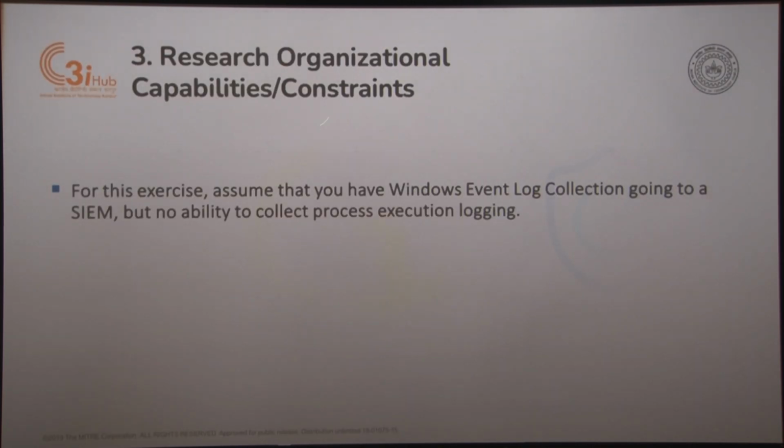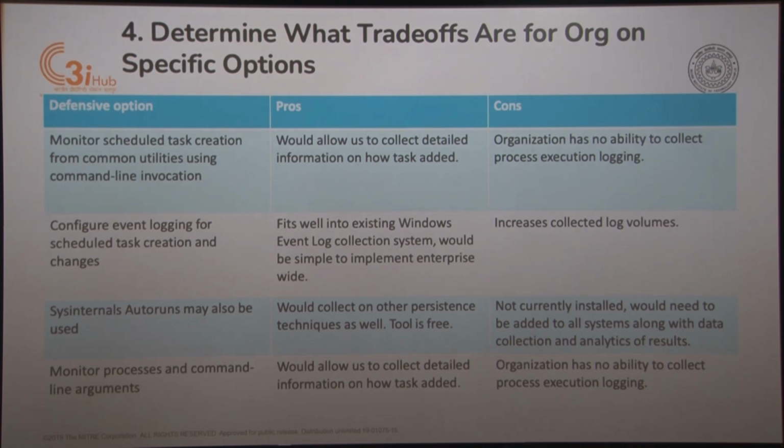For this exercise, for this organizational capability and constraint, you have to assume that we already have Windows event log collection going to the SIEM tool, but we do not have the ability to collect process execution logging, but scheduling a task is more related to process execution. So, one has to give the defensive recommendation based on that. As a trade off, we will list out some set of defensive options, their pros and cons.